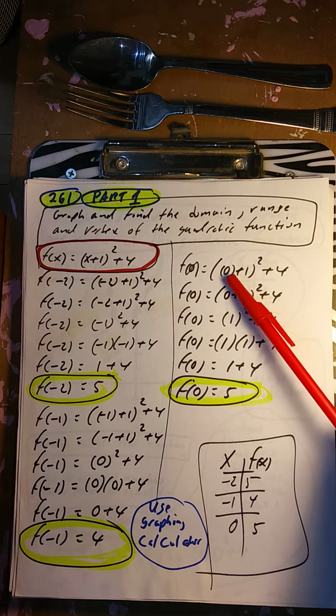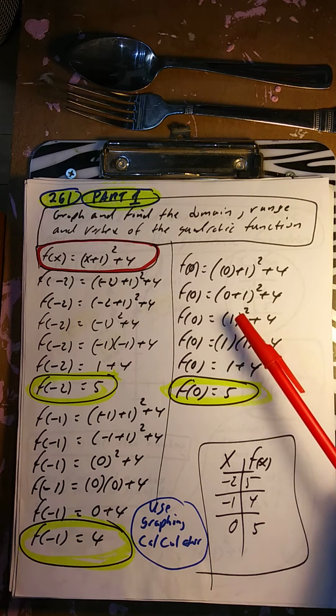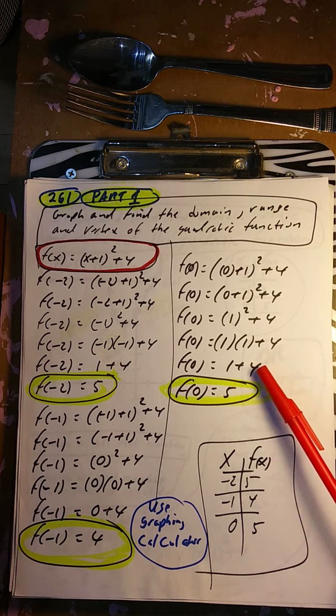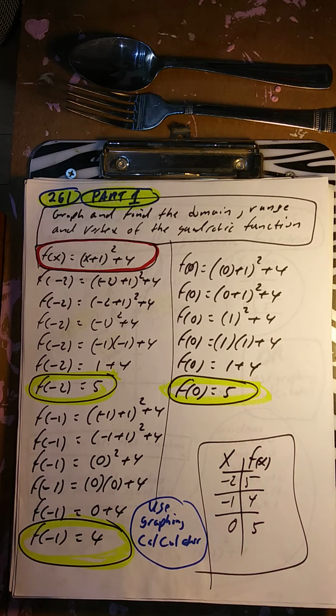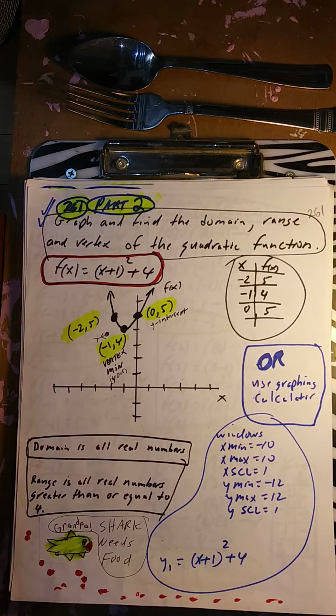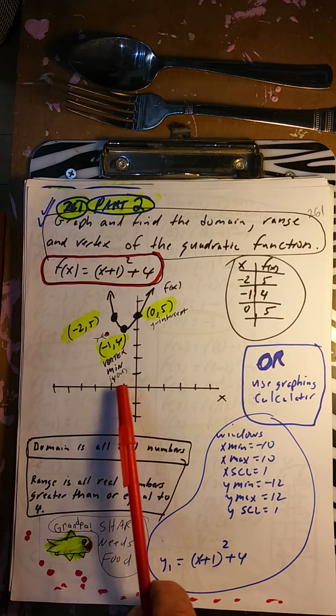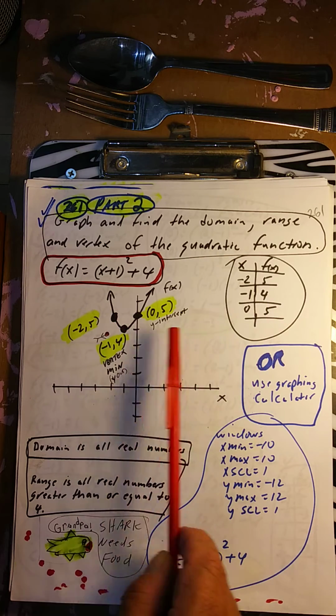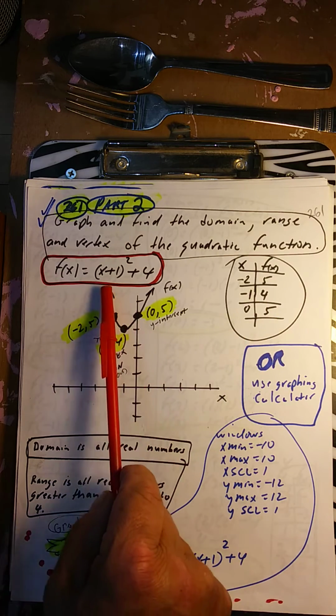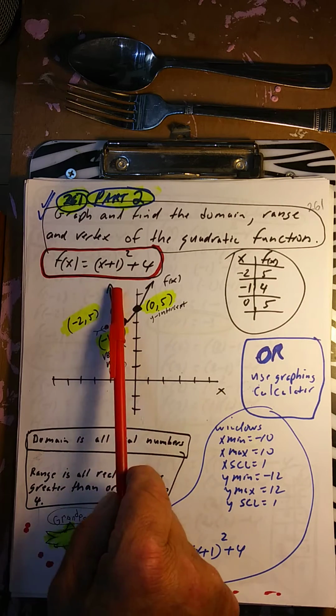Another number, put a 0. F of 0 for my quadratic function: 0 plus 1 is 1, 1 times 1 is 1, plus 4 is 5. Yay. Got some points, got my table right here. Let's set them up. We have -2 and 5, -1 and 4, and then 0 and 5. There's our graph right there.